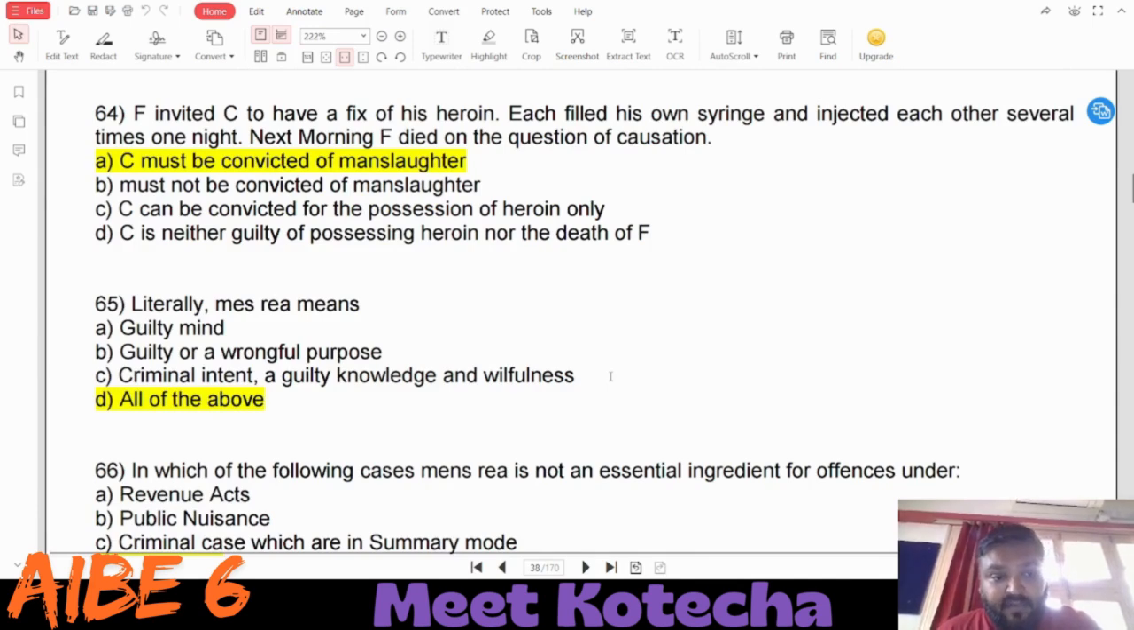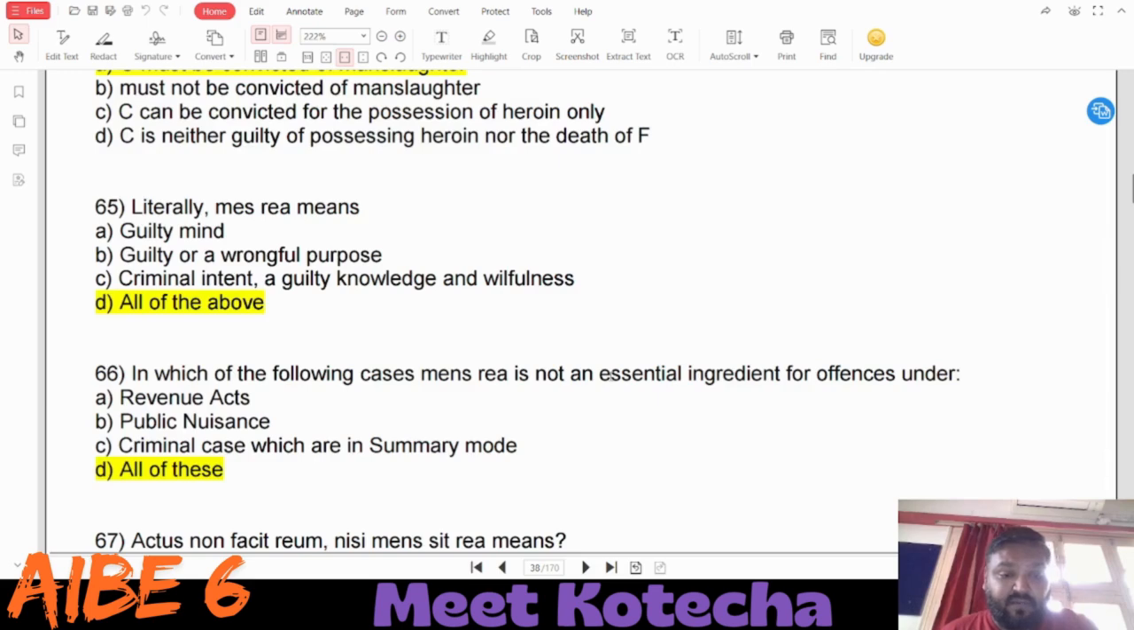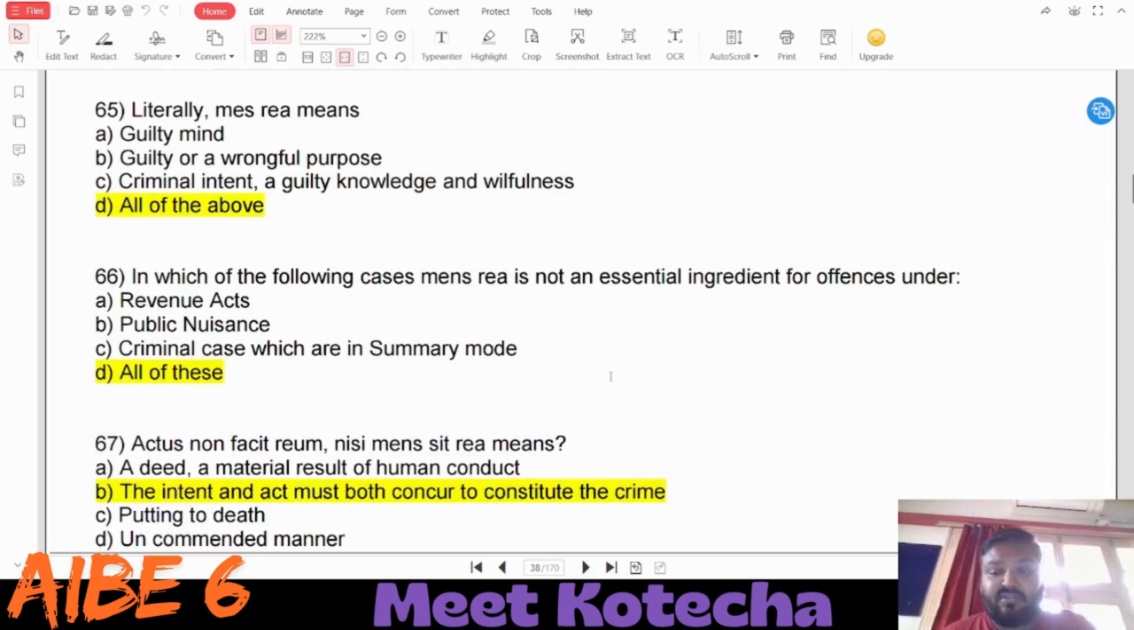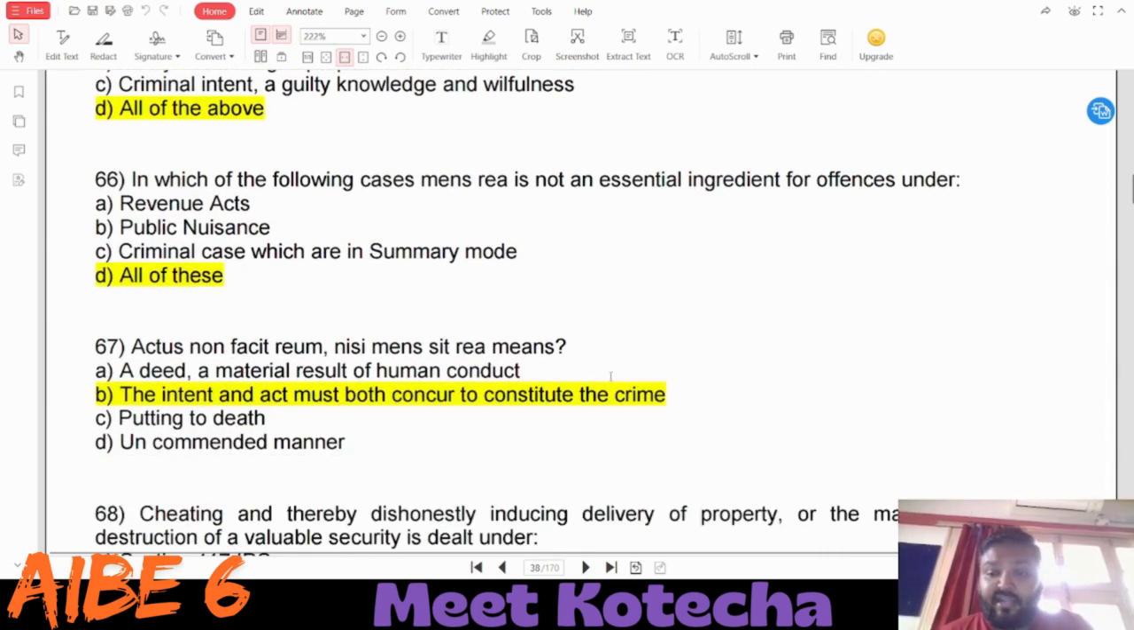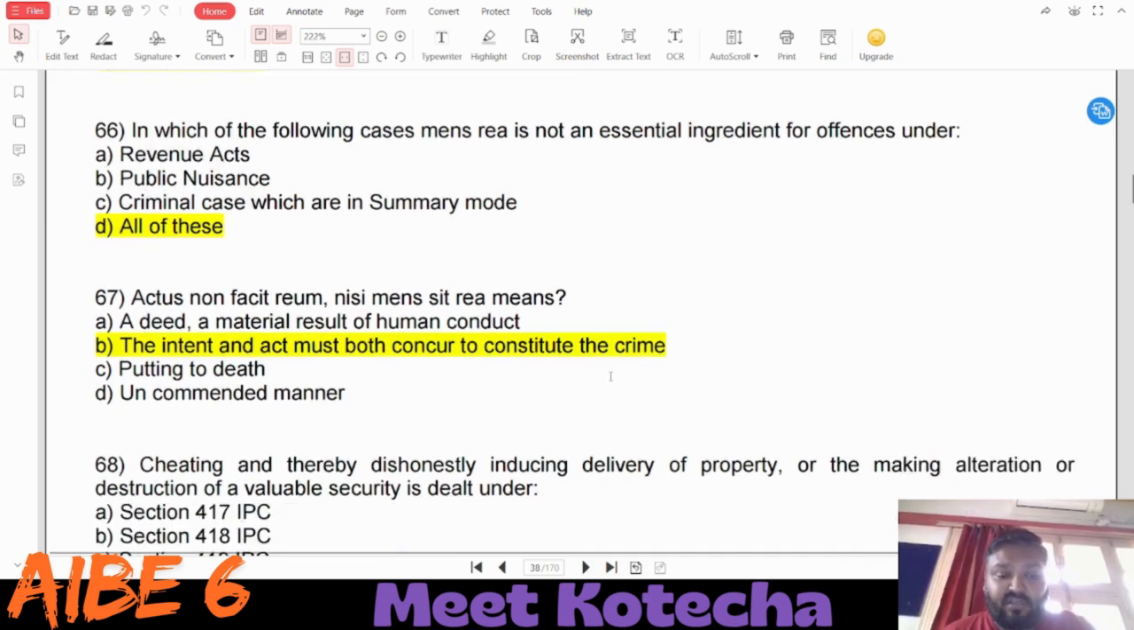Manslaughter. Literally, mens rea means all of the above, that is, guilty mind, guilty or wrongful purpose, criminal intent, guilty knowledge, and willfulness. In which of the following cases is mens rea not an essential ingredient? Offences under Revenue Act, public nuisance, criminal cases which are in summary mode. Actus non facit reum nisi mens sit rea means intent and act must both occur to constitute the crime.